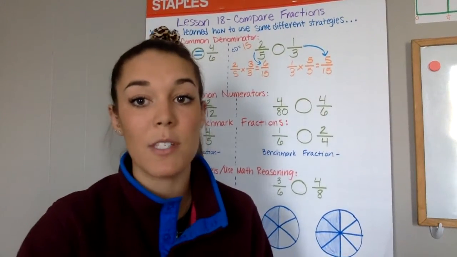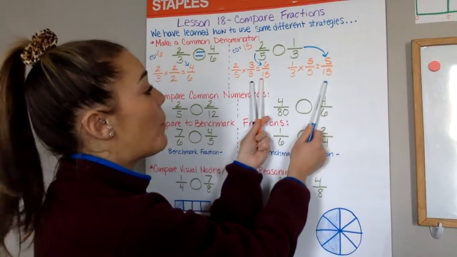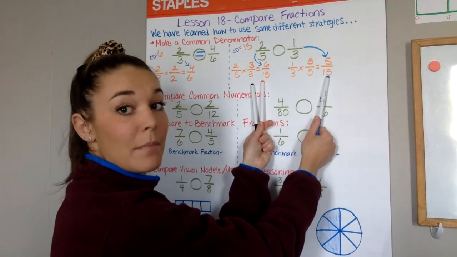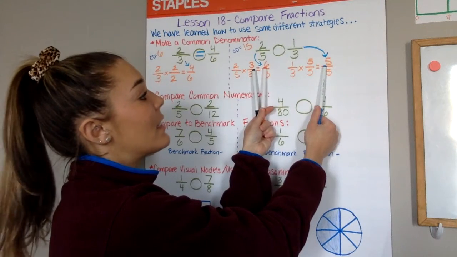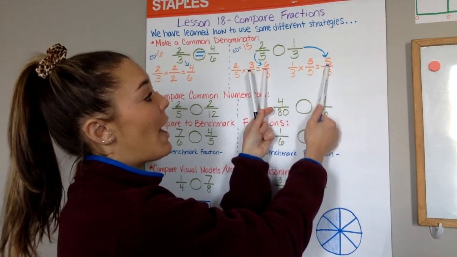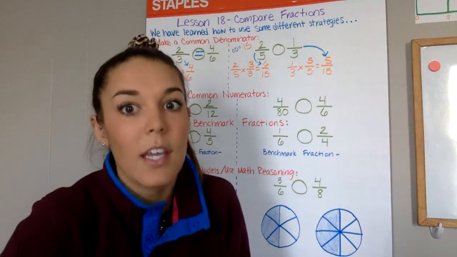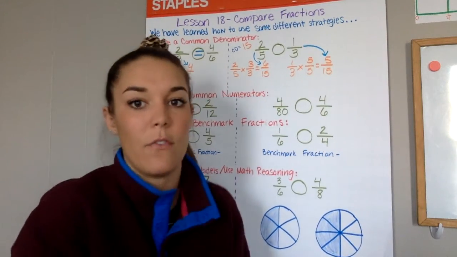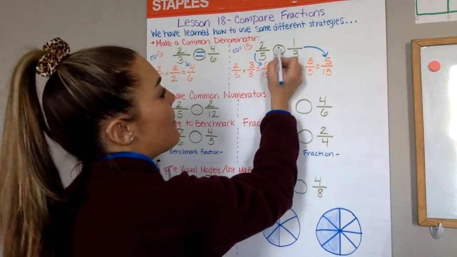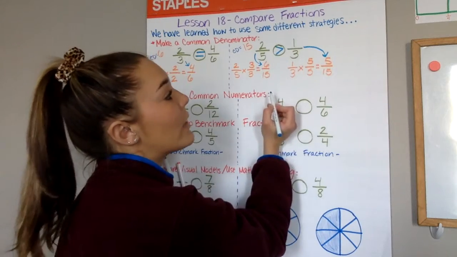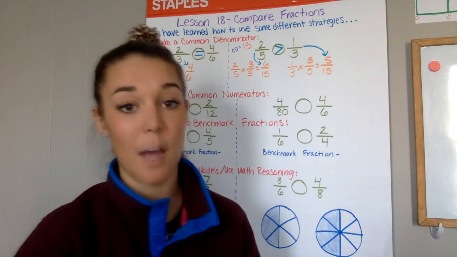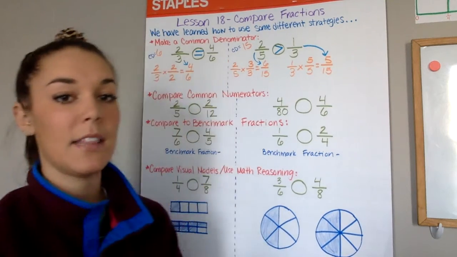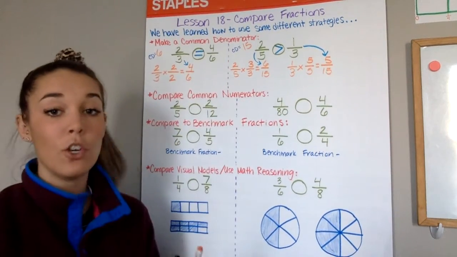Now I can compare, boys and girls, because my equal parts, or my denominator, are the same. So I can be looking at my numerator. 6 is what to 5? Well, 6 is clearly greater than 5, right? So that means that 2/5 is greater than 1/3. Okay? That's the common denominator strategy. Let's move on to comparing with a common numerator.